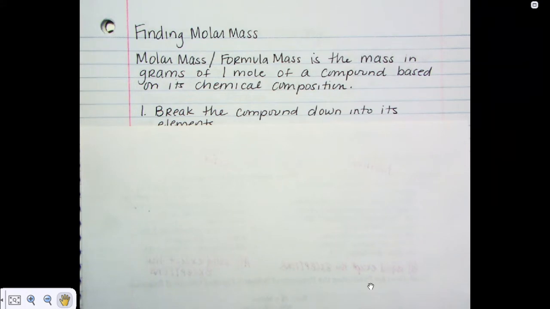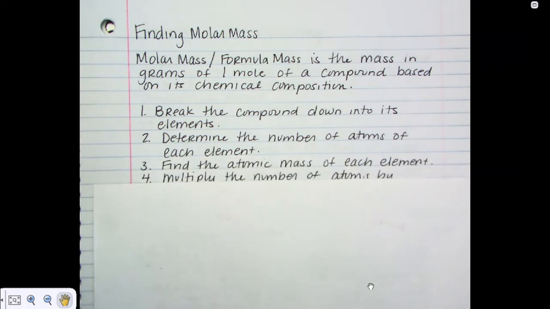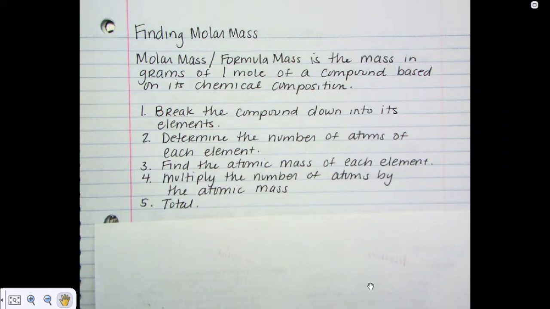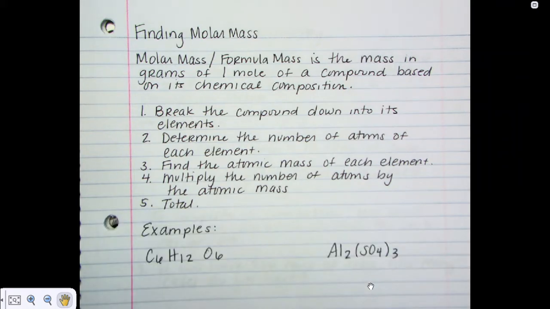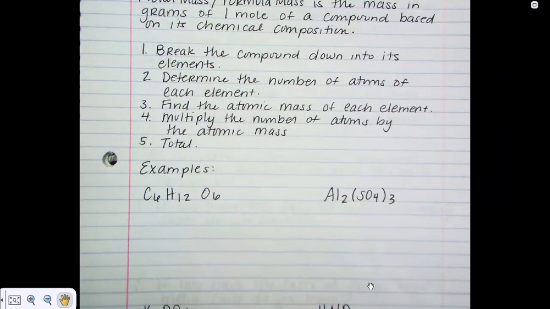All right, so what are our steps here? Our first step is to break the compound down into its elements and determine the number of atoms of each element. Then find the atomic mass of each element on the periodic table. And step 4, multiply the number of atoms by the atomic mass. And finally, we total it up. We're going to go through 4 examples, so let's look at our first 2.